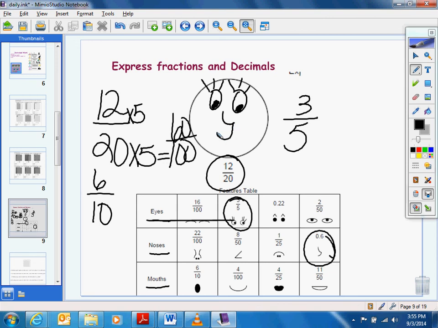I'm looking at my mouth. I also see 6 tenths as a fraction there, which is equivalent to 12/20. That is the mouth that I need to use.